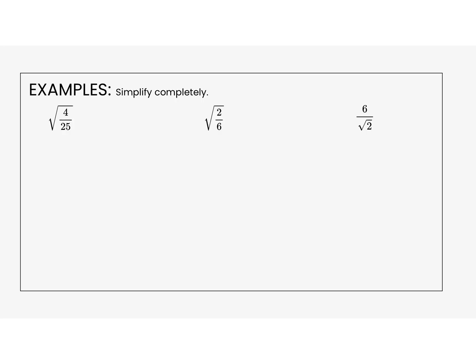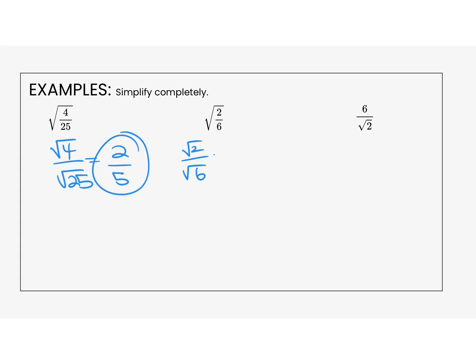All right, root 4 over root 25. So first I'm going to just break this up into numerator and denominator. So I'm simplifying here. Well, root 4 is just 2, and root 25 is 5. And so that's done, 2/5. I don't have to rationalize anything because we don't have a radical that ends up in the denominator. Okay, so let's look at the next example. Root 2 over root 6. Or sorry, the square root of 2 over 6. So I can rewrite that as root 2 over root 6.